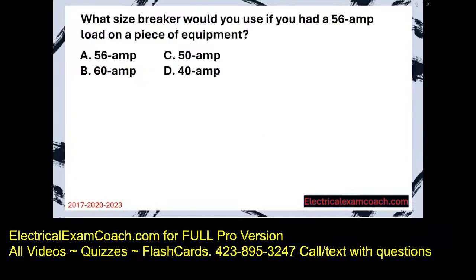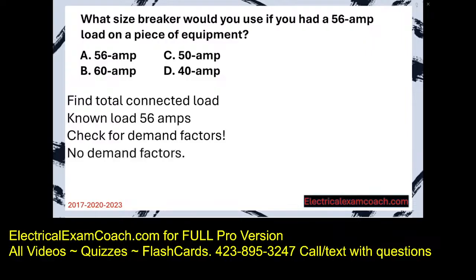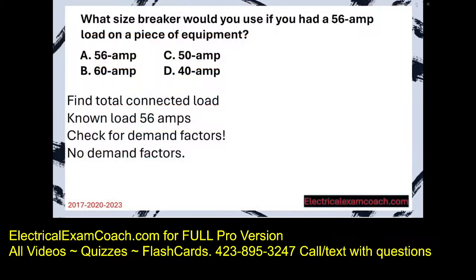Let's get to it. What size breaker would you use if you had a 56 amp load on a piece of equipment? Step 1, find the total connected load. The known load as of right now is 56 amps. Now we check for demand factors. In this case, it doesn't mention that it's a continuous load or that it's running for any specific amount of time. It also doesn't call out a specific type of equipment, like a motor or air conditioner compressor, that might lead us to other sections of the code. Therefore, there are no demand factors. We head over to table 240.6(A) and we select the next size up. In this case, we have a 56 amp load, which would lead us to select a 60 amp overcurrent device.